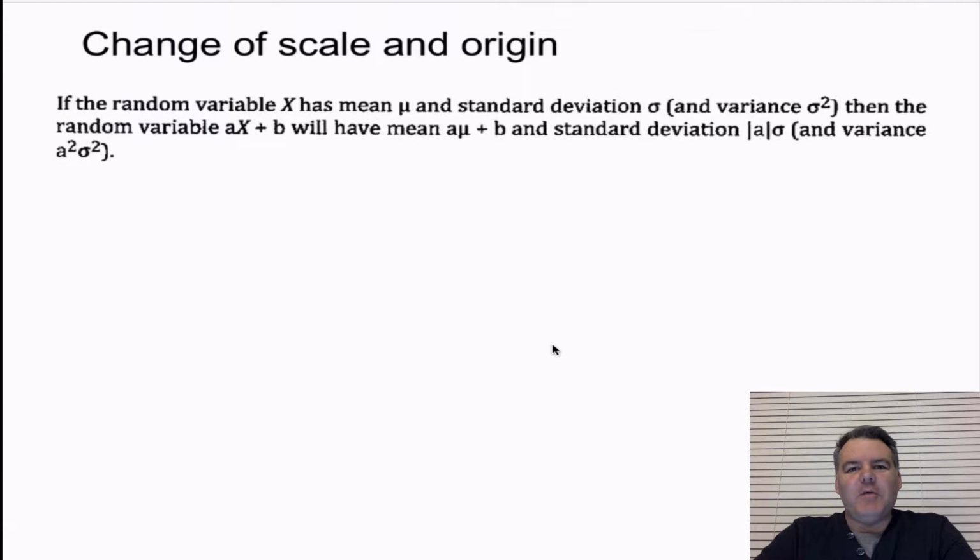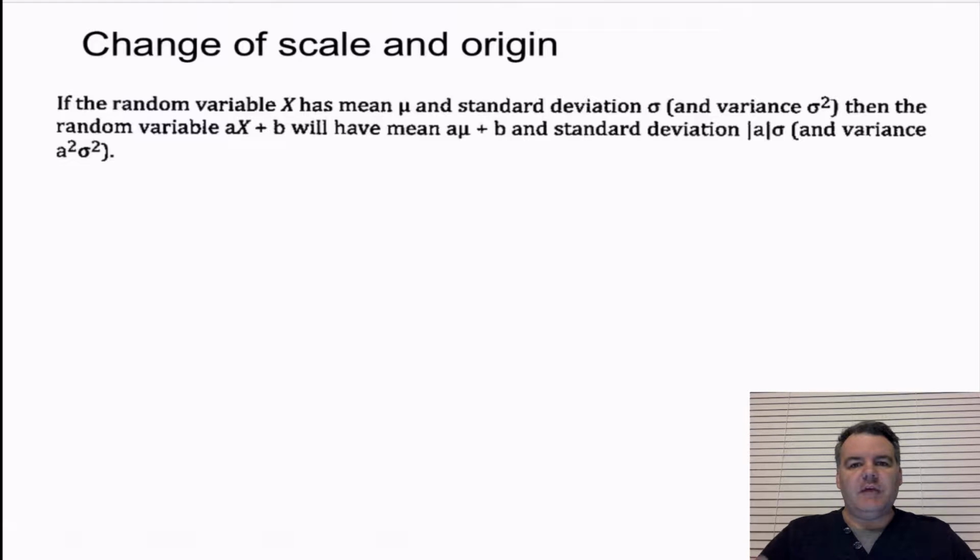Hi there everyone, in this video we're going to be going through the idea of change in scale of origin as it applies to continuous random variables. Now this idea is very simple and we've been through it before with discrete random variables, where we multiplied by a certain number and added on a certain number, and we were interested in finding out what happened to the mean and standard deviation and variance when we did that. Well, the results from there carry over to the results for continuous random variables.